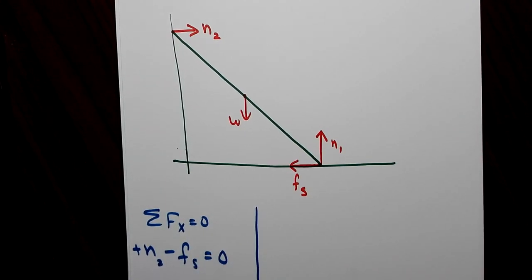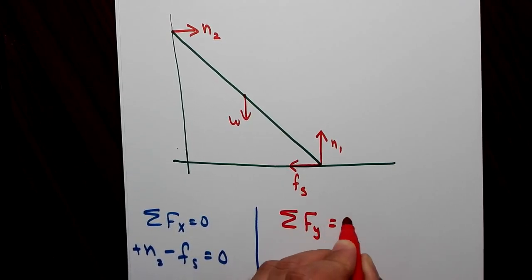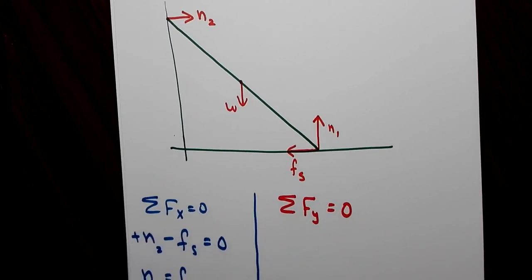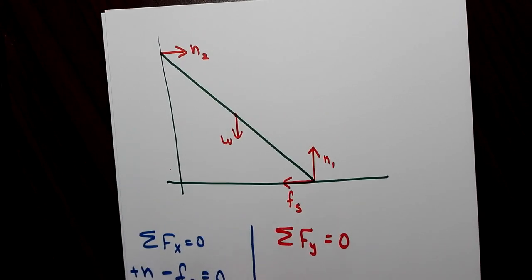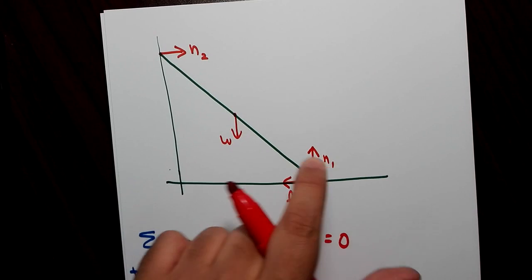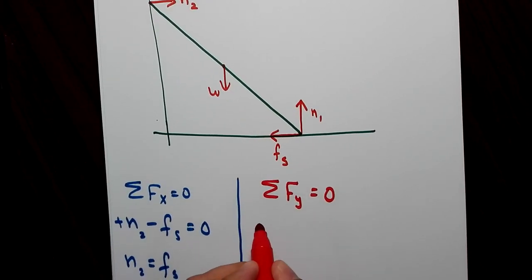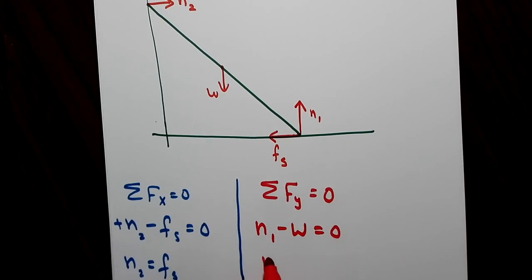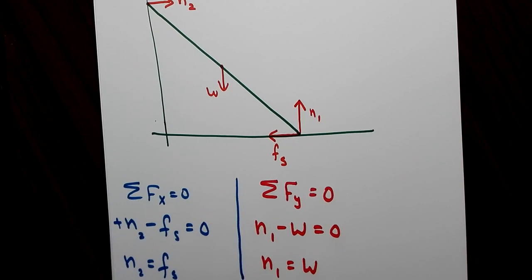This is your equation for the x direction. Now let's look at the y direction. The net force in the y direction has to be 0 as well. The forces in the y direction are N1 and W. So that's easy. You get N1 minus W is equal to 0. So N1 is equal to W. These are your two equations from the condition that the net force has to be 0. Let's call this equation 1 and this equation 2. We're going to use these equations to solve the system.